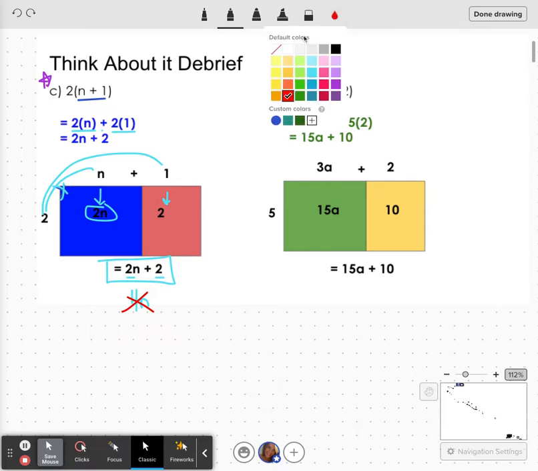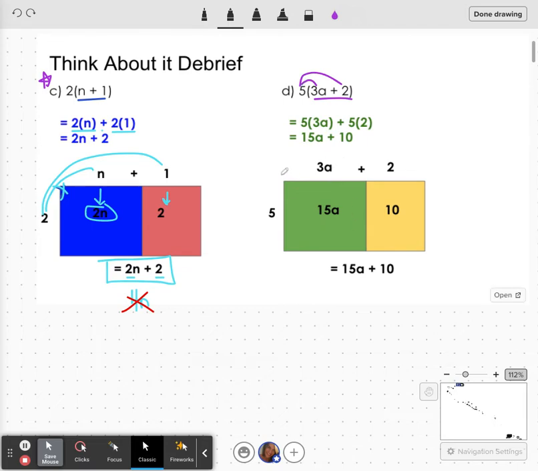Now we're going to take a look at D. And again, these are getting a little bit more complicated because we have all of these variables in here. So we have 5 times 3a plus 2. That means we need whatever 3a is 5 times. And we need 2 5 times. So in our work, in our equations, and in the models, we need to see that we have 3a 5 times and 2 5 times.